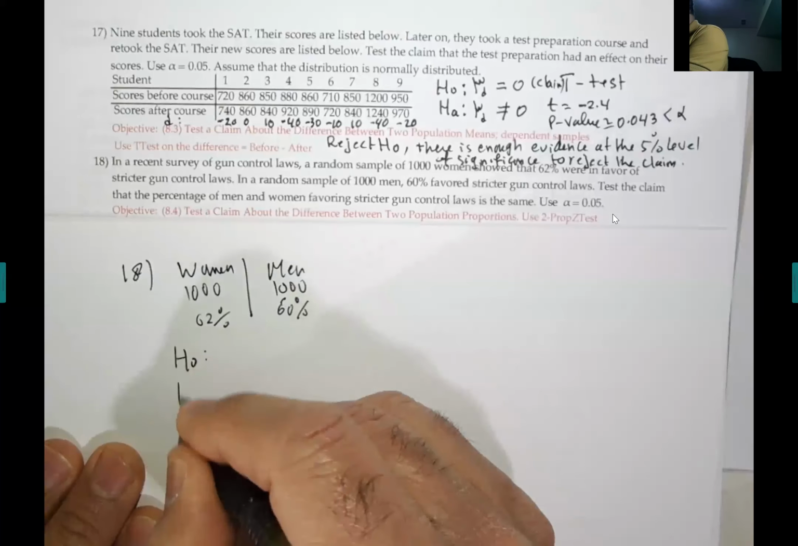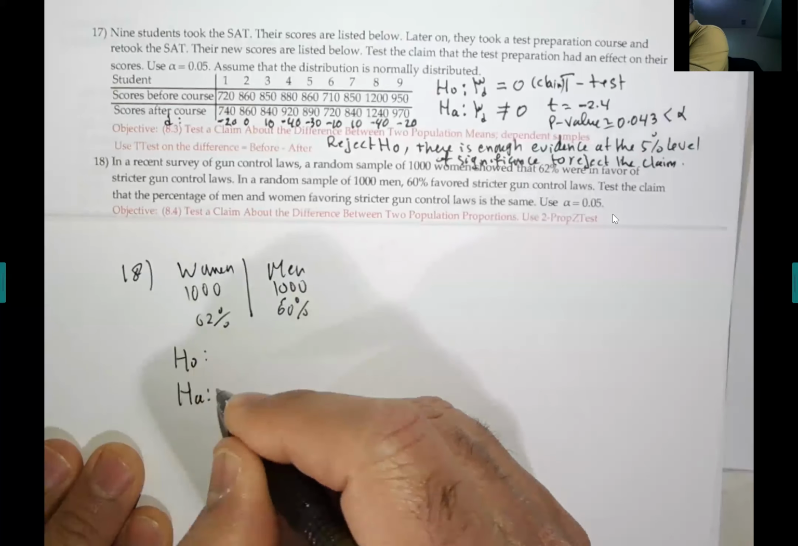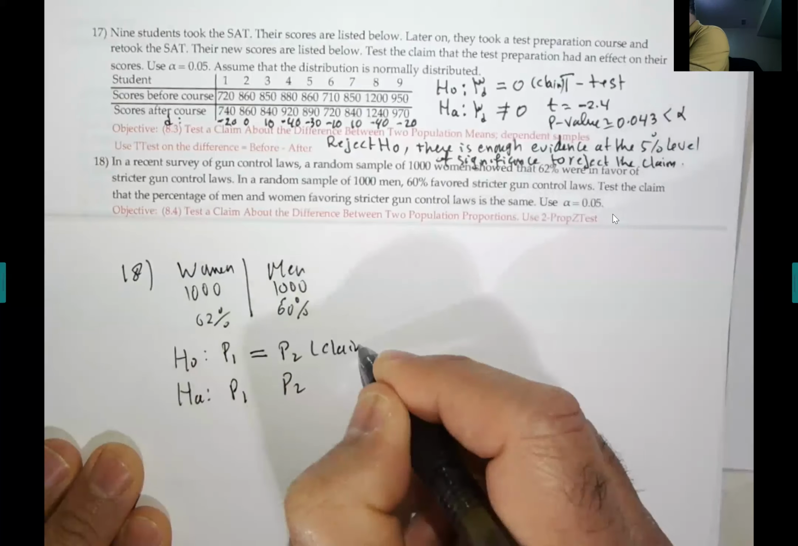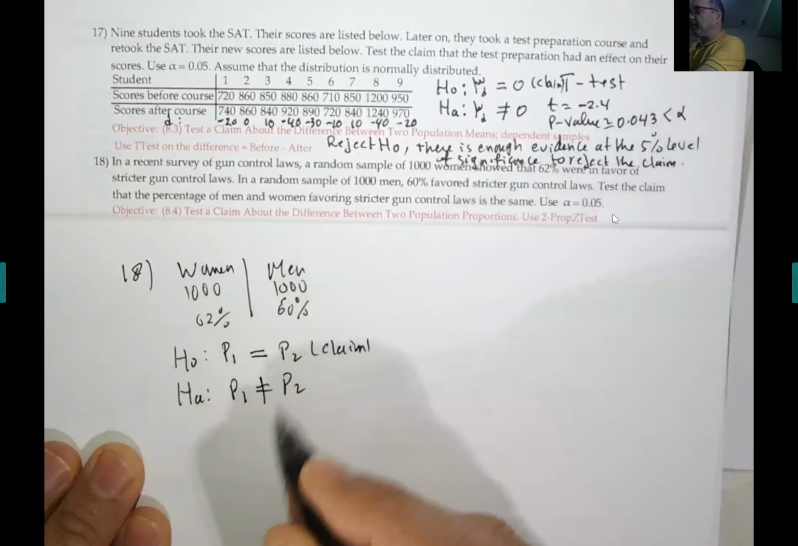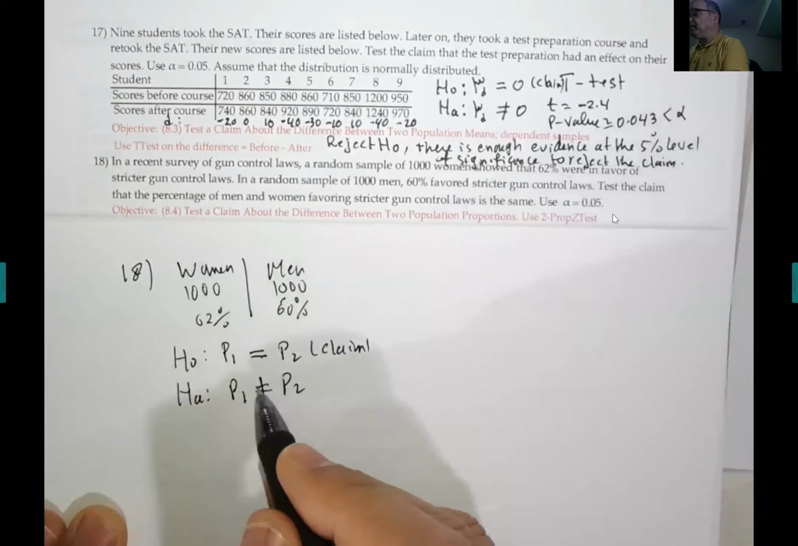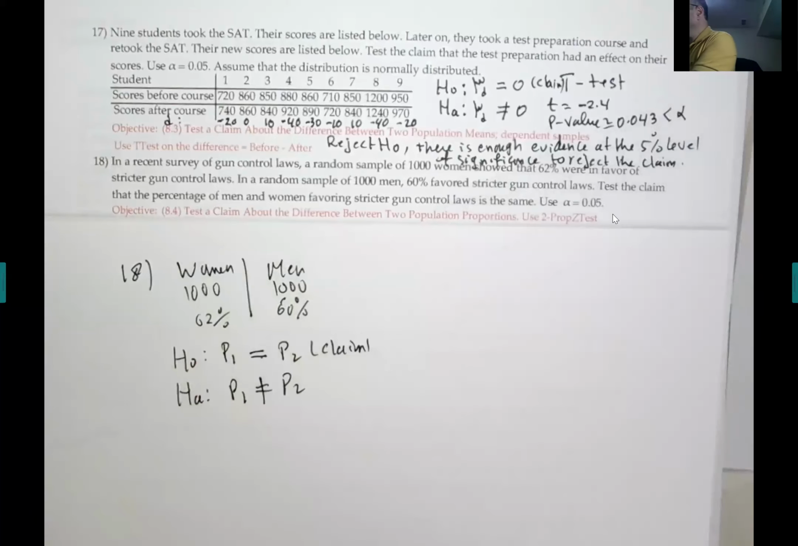Guys, when he says percent, it's the same thing as proportion. So it's a P1 and P2. P1 and P2 are the same, equal. That's the claim. Not equal. And I'm not going to write a statement for the online group because it turns out to be exactly the same, equal and not equal. Okay, this is a two-prop z-test.